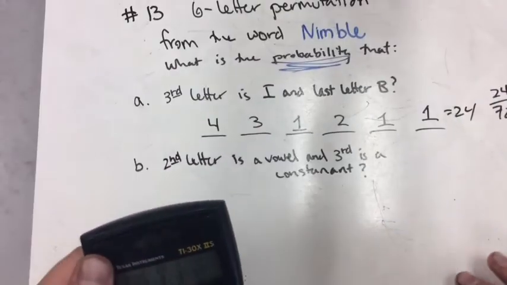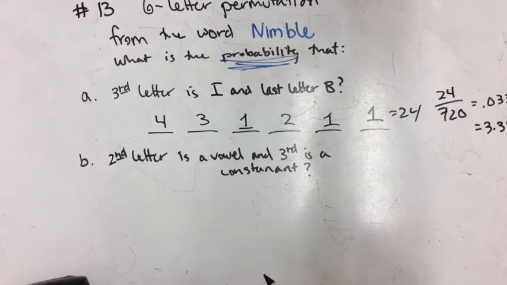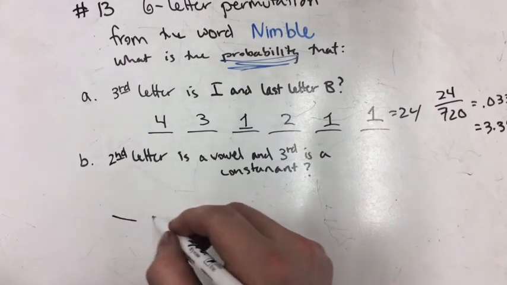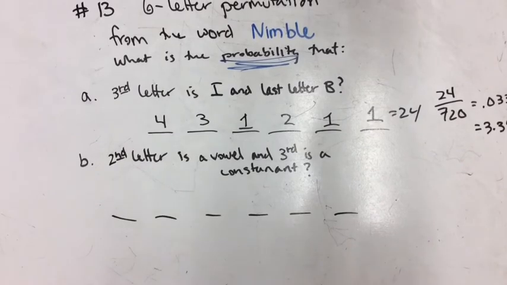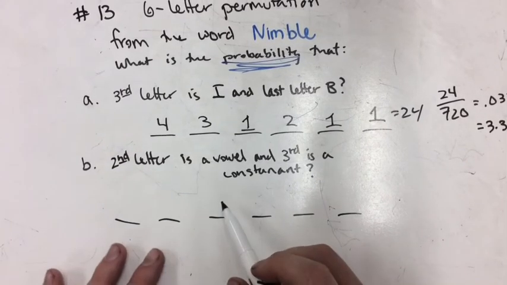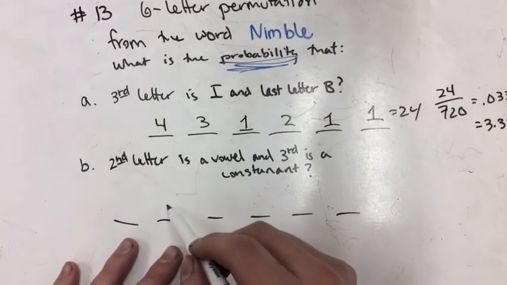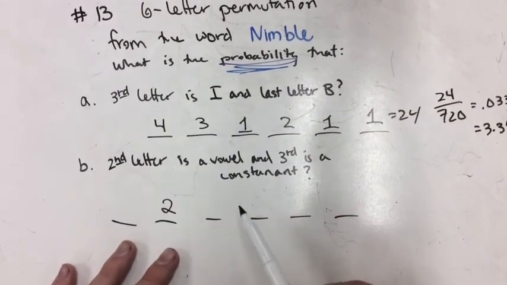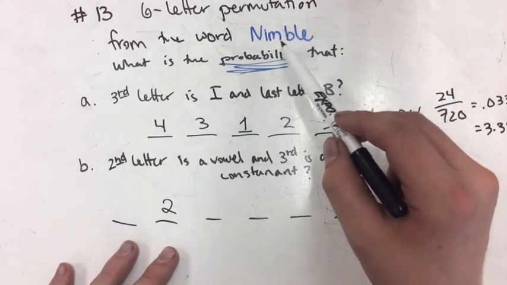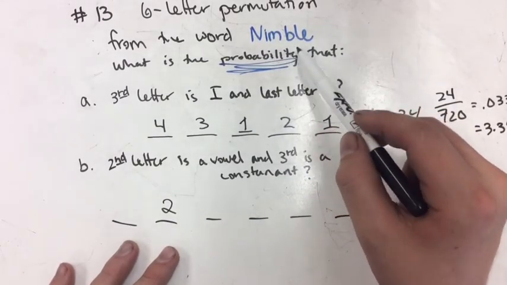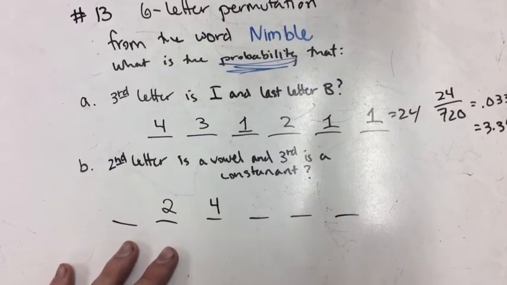Okay, let's do one more just to really lock this in, okay? This time we want the second letter to be a vowel and the third letter to be a consonant. 4, 5, 6. Okay, so the second letter is a vowel. Well, how many vowels are in nimble? There's 2. So we have 2 choices for the second letter. And then the third has to be a consonant. Well, how many consonants do we have to choose from? 1, 2, 3, 4. So we can come to our third and say that we have 4 choices here.